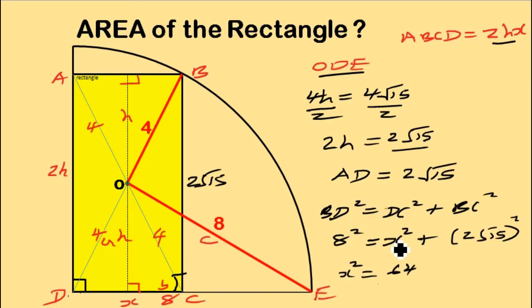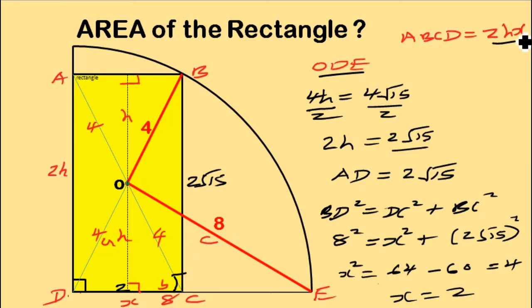If you make x squared the subject of the formula, it is going to be 8 squared minus 2 root 15 squared, which comes to this side of the equation. 2 squared is 4. Root 15 squared is 15. So 4 times 15 is 60. So 64 minus 60, you get x squared to be equal to 4. So that simply means x is equal to 2 when you take the square root on both sides. Ladies and gentlemen, we found the length or width DC to be 2.